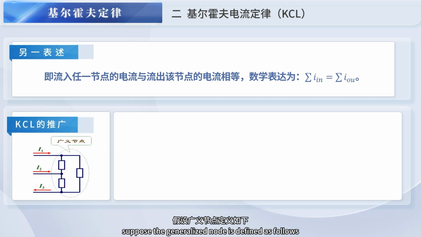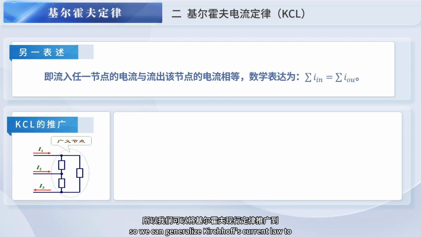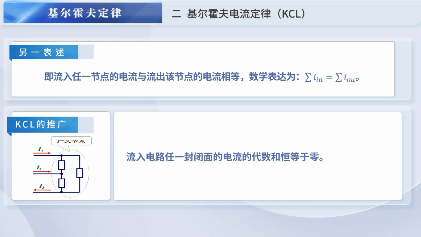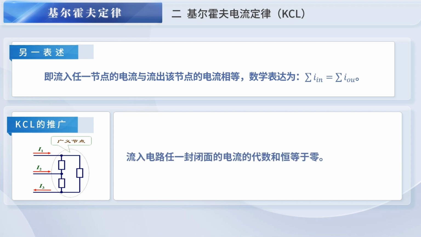Suppose a generalized node is defined as follows. So we can generalize Kirchhoff's current law too. The algebraic sum of the currents flowing into any closed surface of a circuit is always equal to 0.